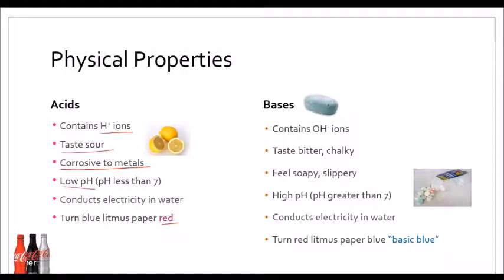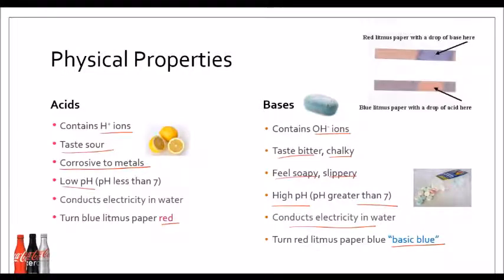And now over here we have our lovely hydroxide ions in the bases, or they produce hydroxide. They taste bitter or chalky, and feel soapy, slippery. A lot of these are going to be your detergents. They have a higher pH, greater than 7, and conduct electricity as well because they form ions just like the acids do. And we know that from the last unit, where if it produces ions in solution, it can conduct electricity, those electrolytes. They turn litmus paper blue.